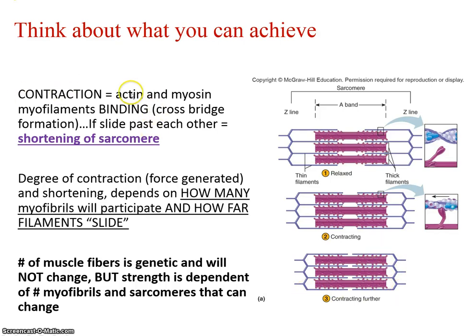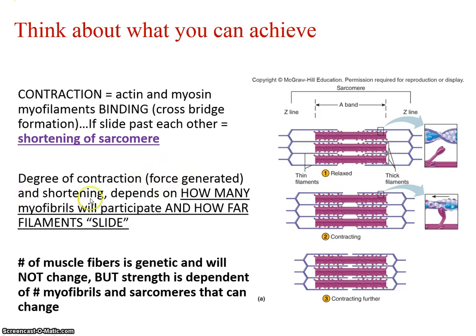So contraction again, actin and myosin binding, we call that cross-bridge formation. And if they slide, they do that pulling, then we get shortening of the sarcomere. So the degree of contraction is due to the amount of force we can generate, which is, again, what we use that ATP for.